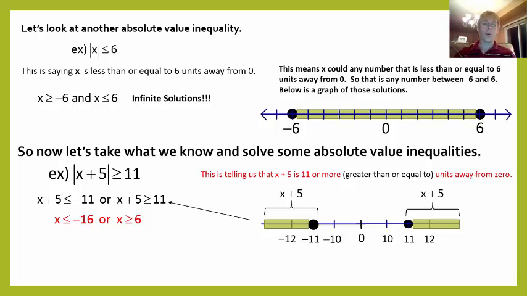The same way we always had two equations with our absolute value equations, we're always going to have two inequalities to solve with our absolute value inequalities. So when I solve each of these, I subtract 5 from each side, and I'm going to get x is less than or equal to -16, or x is greater than or equal to +6. And then I graph those solutions down below there, just like we did with our compound inequalities and single variable inequalities.